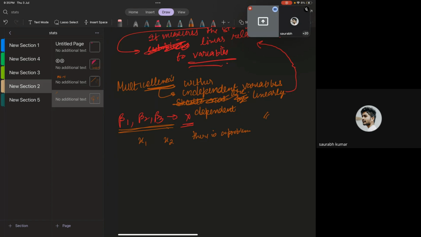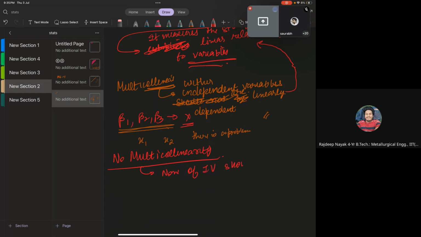And hence the assumption: no multicollinearity. What is collinearity? Whether the independent variables are linearly dependent. No multicollinearity means none of the independent variables should be linearly related. Clear, everyone?